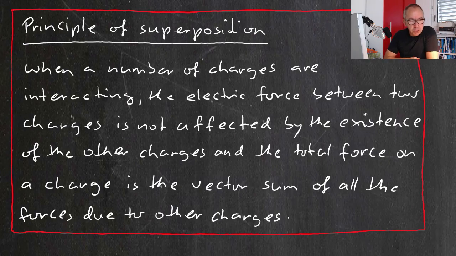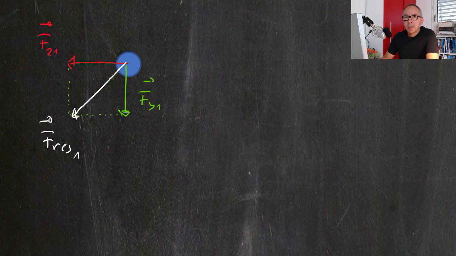When a number of charges are interacting, the electric force between two charges is not affected by the existence of the other charges, and the total force on a charge is the vector sum of all the forces due to other charges. So let's start with calculating the resultant force on charge 1.